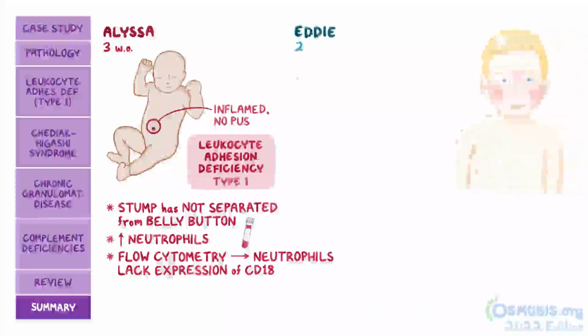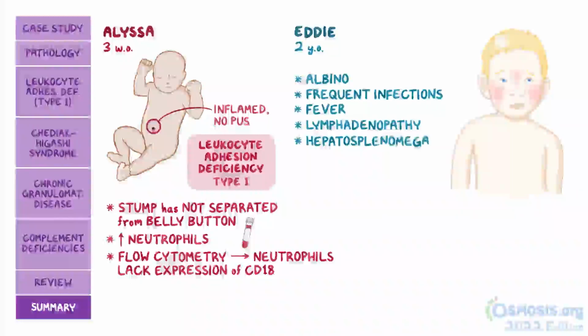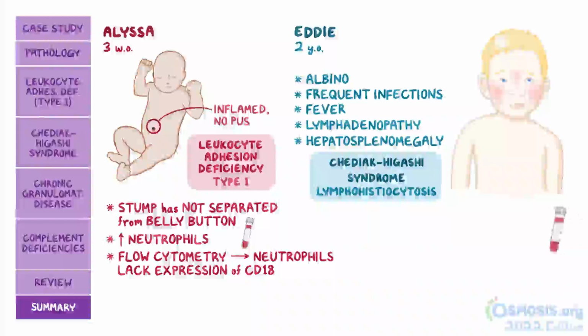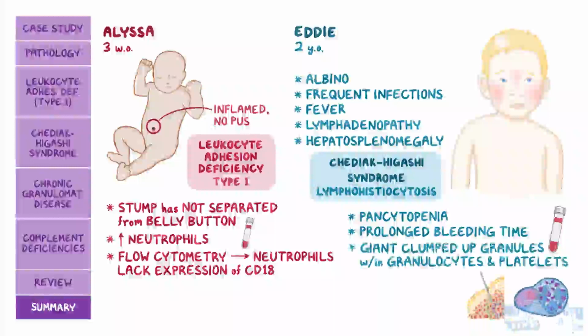Next comes Eddie, a 2-year-old albino boy who has frequent infections involving a variety of organs and tissues. He presents with a history of fever, lymphadenopathy, and hepatosplenomegaly. This may suggest lymphohistiocytosis, which is typical of the accelerated phase of Chediak-Higashi syndrome. This is further supported by Eddie's blood tests, which show a combination of pancytopenia and a prolonged bleeding time. Finally, a peripheral and bone marrow smear reveals giant clumped up granules within granulocytes and platelets, which definitely confirms the diagnosis of Chediak-Higashi syndrome.